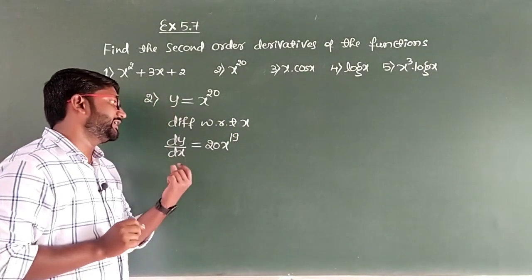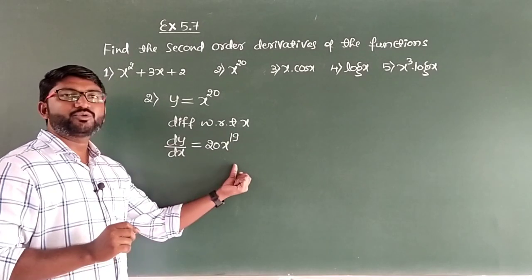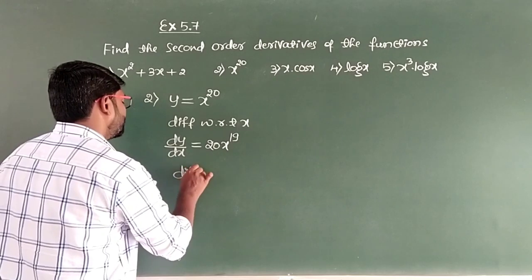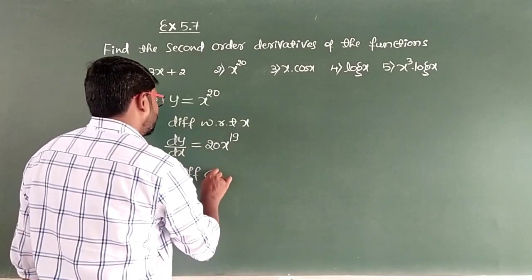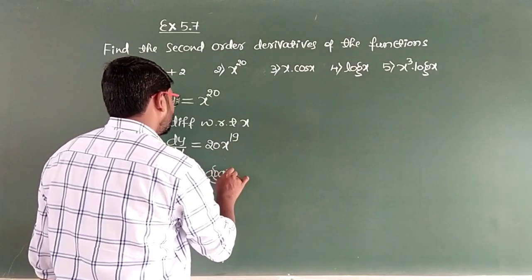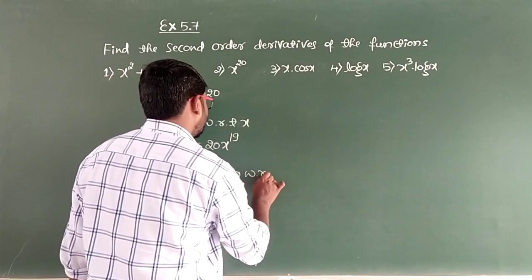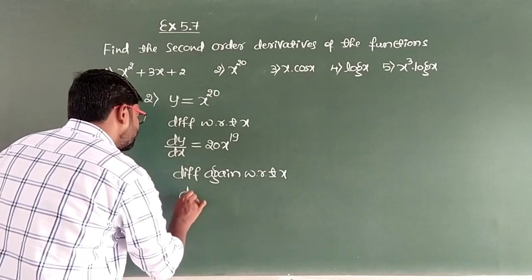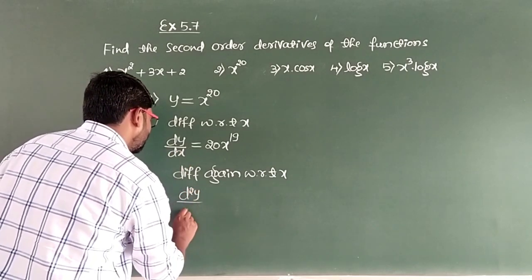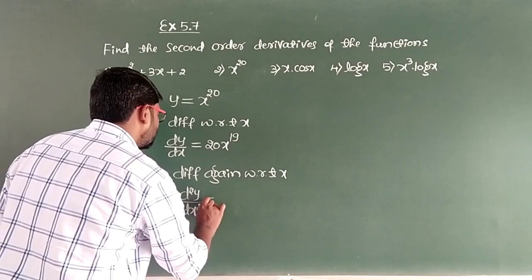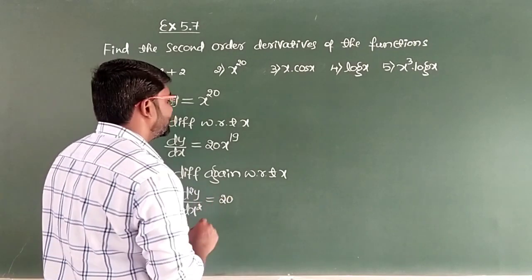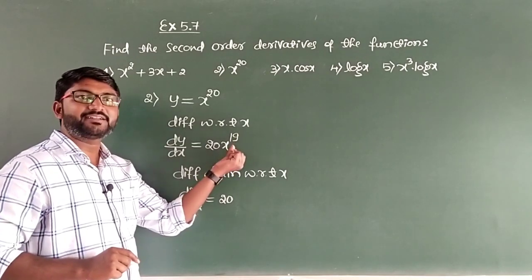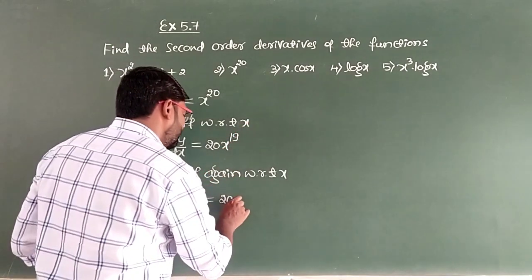Now this is the first order derivative. So differentiate again both the sides with respect to x. What do we get here? d square y by dx square which is equal to 20 is a constant, write it as it is. Now we have to take the derivative of x to the power 19. Again it is in the form of x to the power n. So what do we get here?